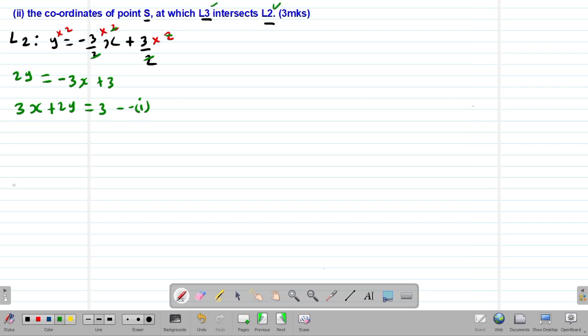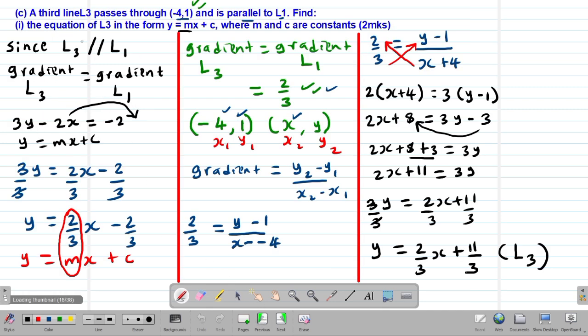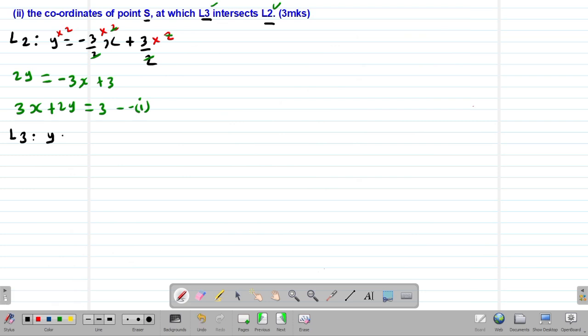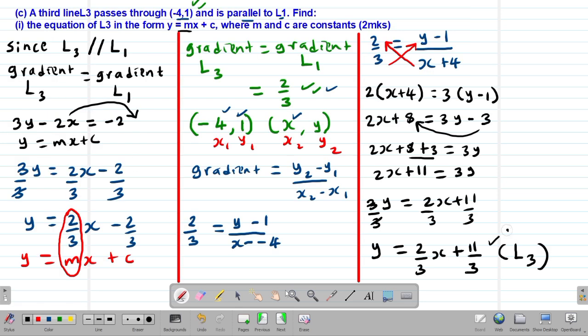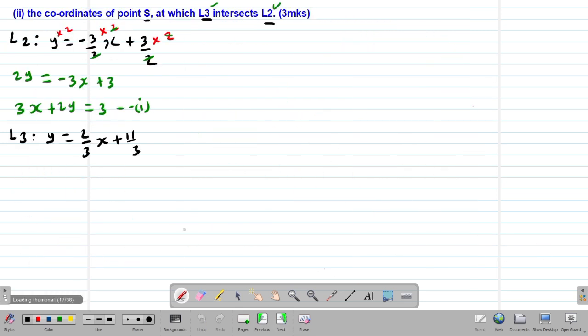I also need the equation for the line L3, of course, which we have already computed in part C, Roman 1. The equation for L3 was y is equal to 2 over 3x, then of course plus 11 over 3. Again, I want to do away with the fraction, so I'll multiply through by the LCM, which is 3.